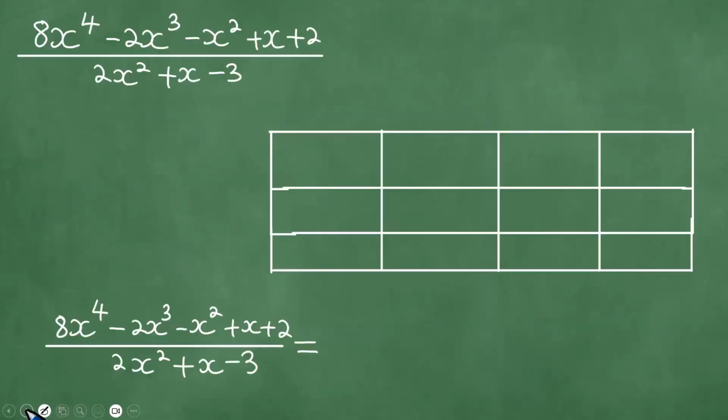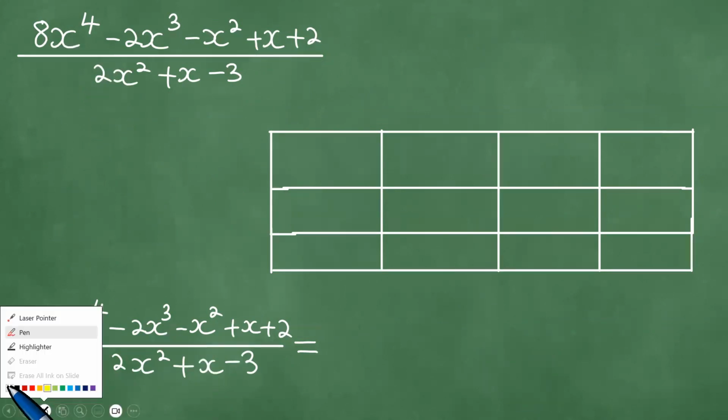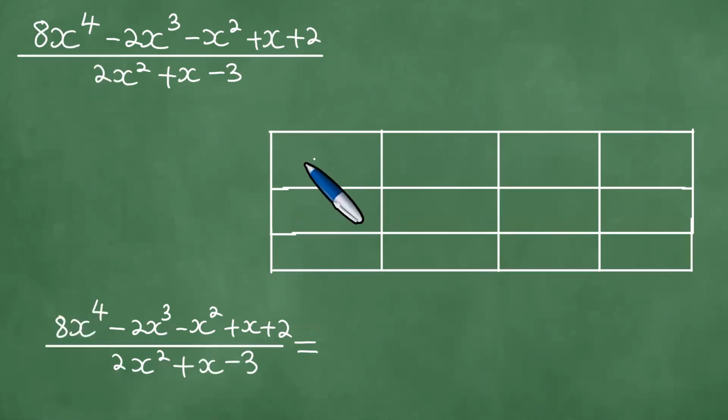We have 8x to the 4th power minus 2x cubed minus x squared plus x plus 2, divided by 2x squared plus x minus 3. All right, and so now we need to perform the polynomial division. A couple of things are extremely important for us to consider. We take the 8x to the fourth power and we write it down. So we just drop it down and we place it here.